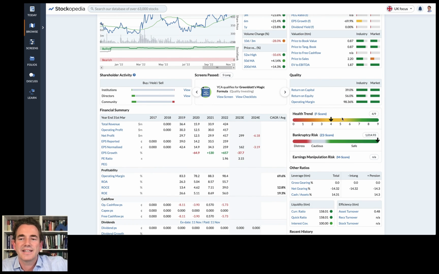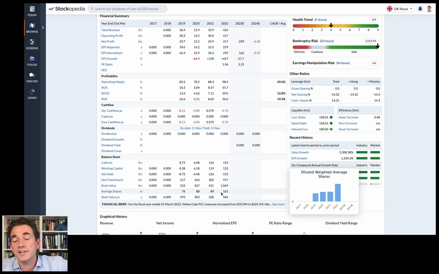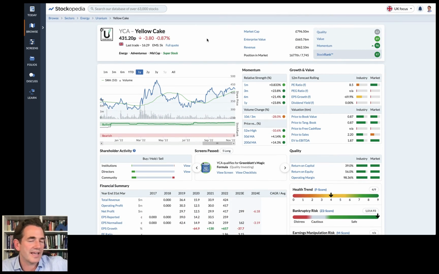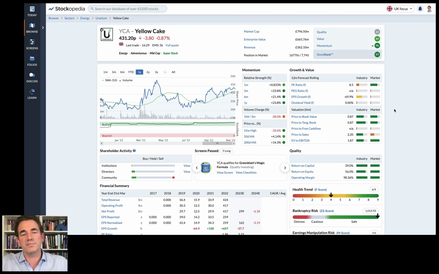And health trend has been okay-ish. We can look at it, it has been diluting. It's been issuing more shares, but I do know Yellow Cake is a uranium kind of store. I presume that they raise more capital to go and buy more uranium. So this is kind of a bet on uranium as far as I'm aware.